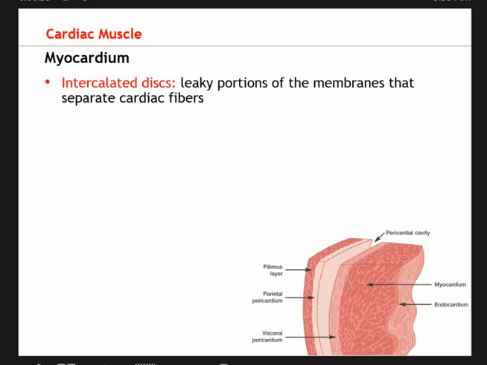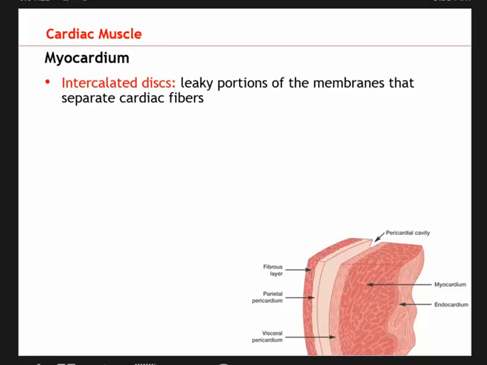Intercalated discs, so that's kind of our first characteristic of the myocardium. What are these discs? They allow impulses to control and spread from one fiber to the next. So this is different from skeletal muscle because we said that the endomysium, the layer of connective tissue deep inside the muscle, prevents the spread of impulses from traveling from one fiber to another. We said that allowed for fine motor control. But if you think about the heart, it does not need fine motor control.